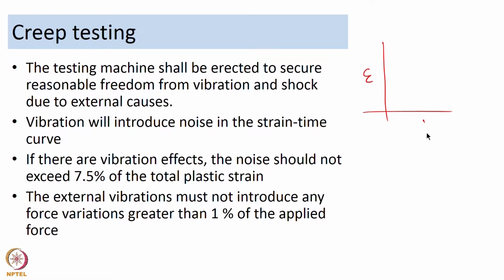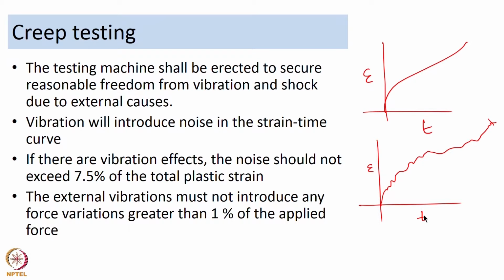So, if you have strain versus time, you want as smooth a curve as possible, so that you can analyze your data better, but if there is a lot of noise, then probably you will see a lot of variation or fluctuation in your measurements, and this will prevent analysis of your data. This will interfere with good analysis of your data. So, that is why you want to reduce the amount of noise that is generated in your strain time curve.